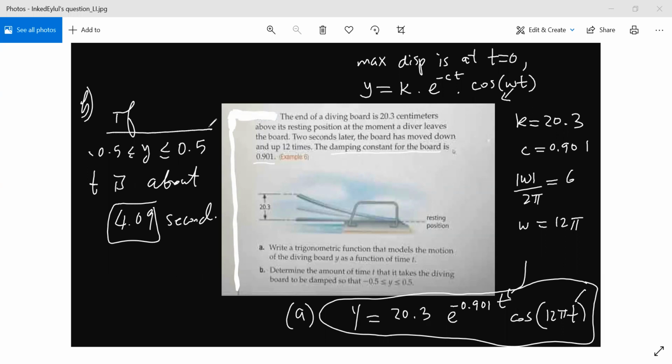If you plug this number into the t right here, you will see that the y value is always going to be captured between these two numbers, because cosine of 12t will always be smaller than 1, right? So all you need to do is make sure that this is between negative 0.5 and 5. If you just put it in your calculator and graph it, you really see that at about 4.09 seconds, the value of y is captured between 0.5 and 5. So that's basically it.